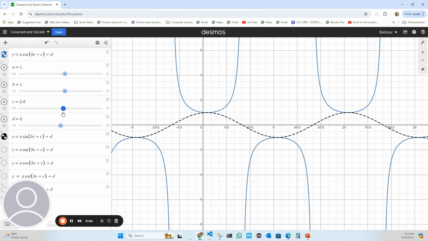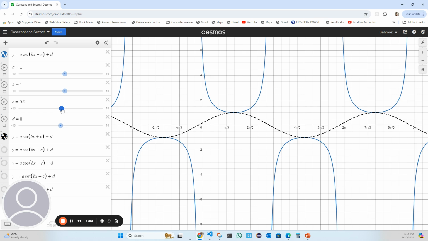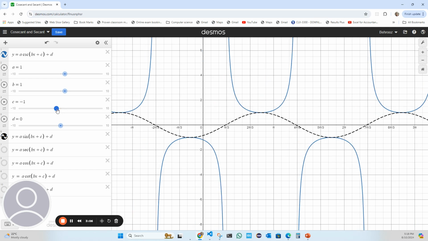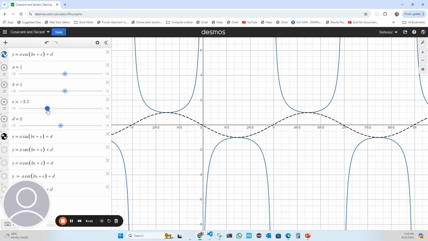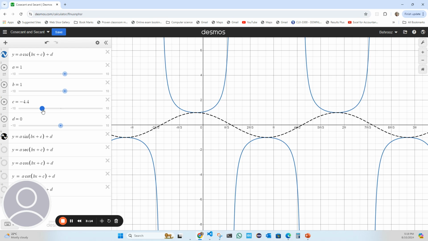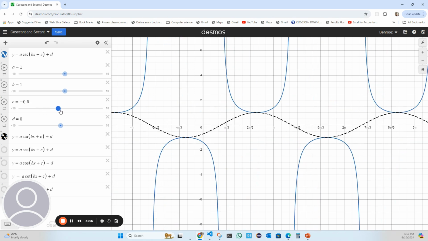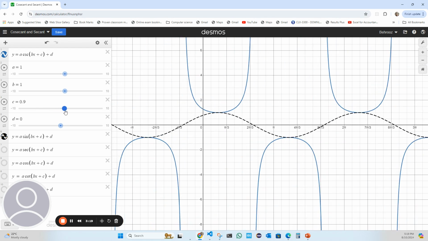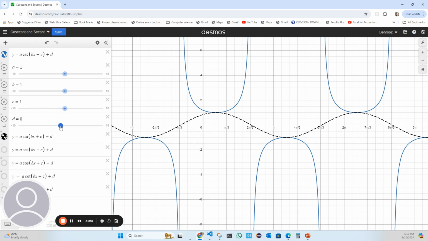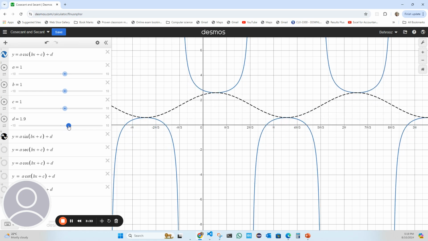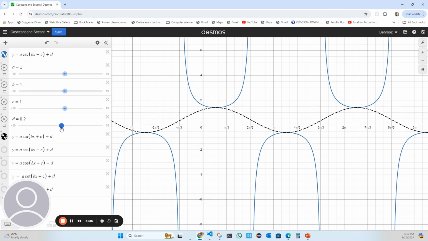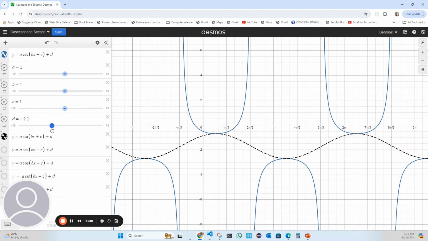And if we subtract, make the value of c negative, it will shift the graph to the right. So as I make c more and more negative, the graph seems to be moving to the right. So I encourage you to explore and verify this for yourself. D and A are outside the bracket, so they will have an ordinary effect. If I increase the value of D, it will translate the graph up, and if I make D negative, it will shift the graph downwards.